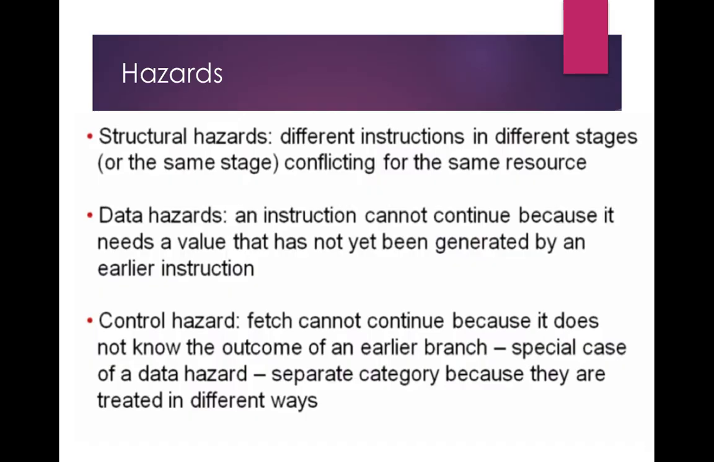Sometimes the resource conflict occurs due to the memory or due to the registers that we are going to use, which we will see in the coming slides. And data hazard: an instruction cannot continue because it needs a value that has not yet been generated by an earlier instruction. Sometimes this will occur, due to not providing the data correctly. And control hazard: it cannot fetch, cannot continue because it does not know the outcome of an earlier branch. Sometimes the branch instruction occurs.